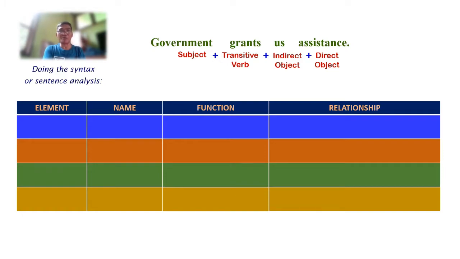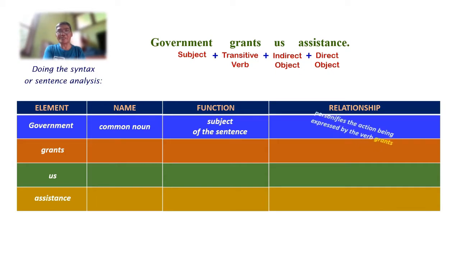Our given example sentence is composed of 4 words. These are government, grants, us, and assistance. Let us now begin analyzing this sentence with the first word, government. Government is classified as common noun. This common noun is used as subject of the sentence, and being the subject of the sentence, it personifies the action being expressed by the verb grants.